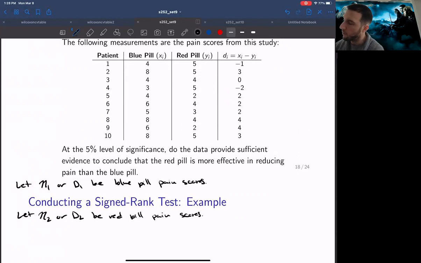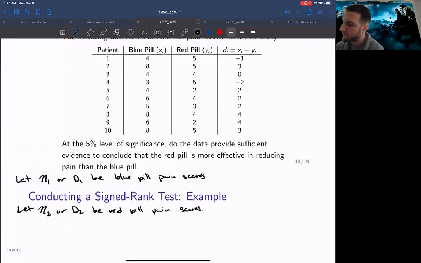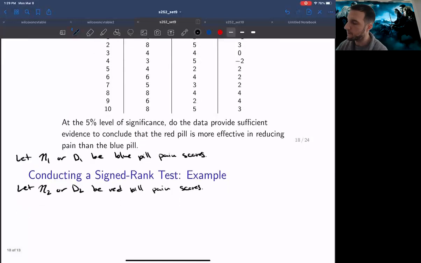So we are going to expect, if the red pill reduces pain, these differences should be greater than zero. Does that make sense? Because we're doing blue minus red. So if the red pill reduces pain, the scores associated with the red pill should be lower than the scores associated with the blue pill, which means that you're subtracting a smaller number from a bigger number. So the differences should be larger than zero.